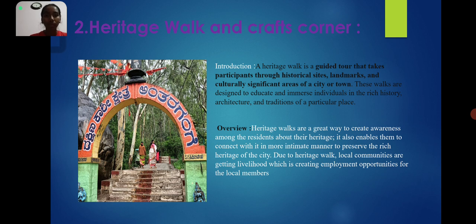of a particular place. As a part of Heritage Walk, I visited Antaragange Hills. Heritage walks are a great way to create awareness among the residents about their heritage. It also enables them to connect in a more initiative manner to preserve the rich heritage of the city. Due to Heritage Walk, local communities are getting livelihood, which is creating employment opportunities for the local members.